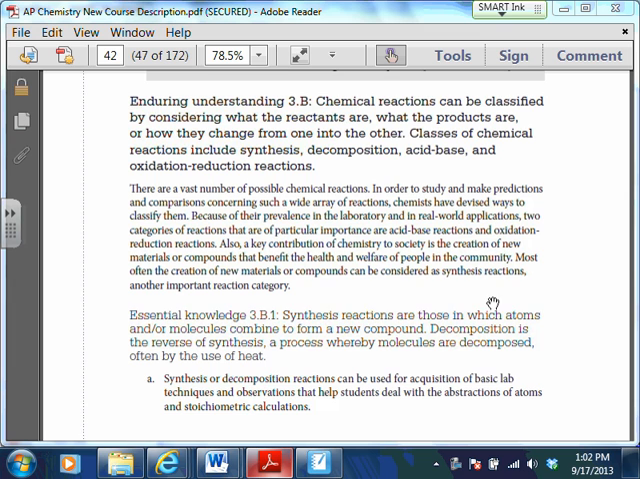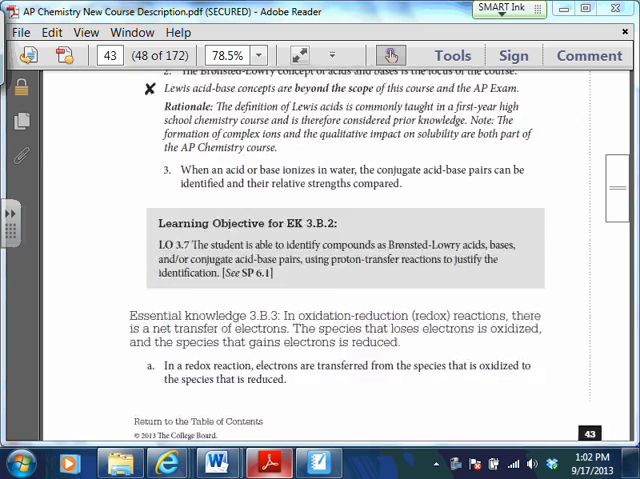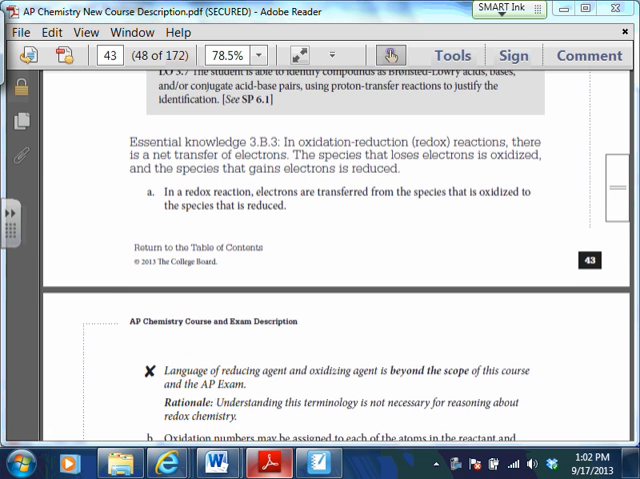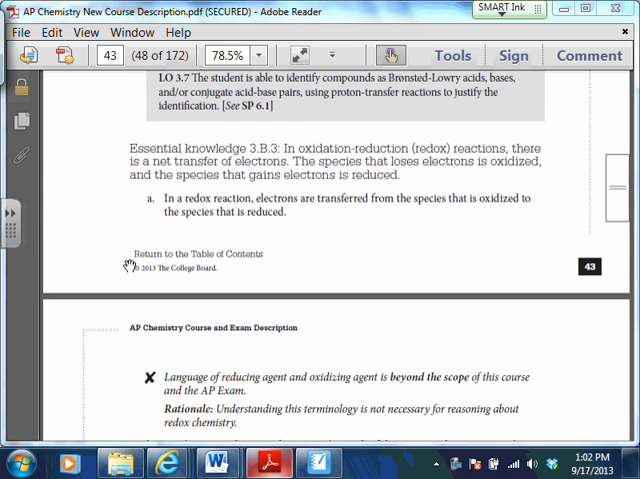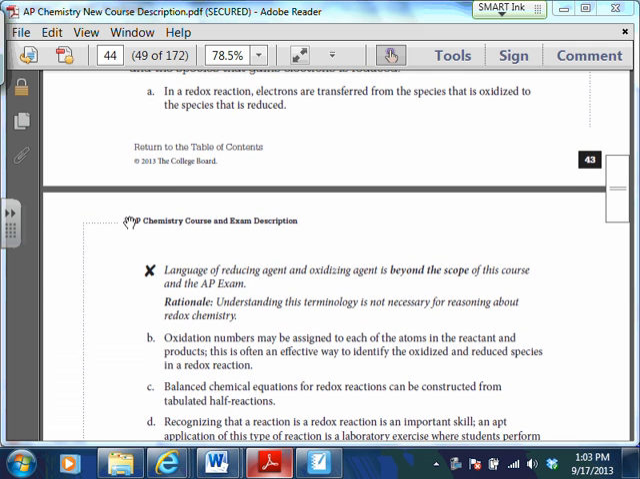So anyway, 3B3, we need to go down to that. And that's where it starts talking about oxidation reduction. The species that loses electrons is oxidized, and the species that gains electrons is reduced. They could have saved themselves a lot of time by just making this essential knowledge say LEO goes GER. But I'm not sure everyone would have known what that meant, but you do.